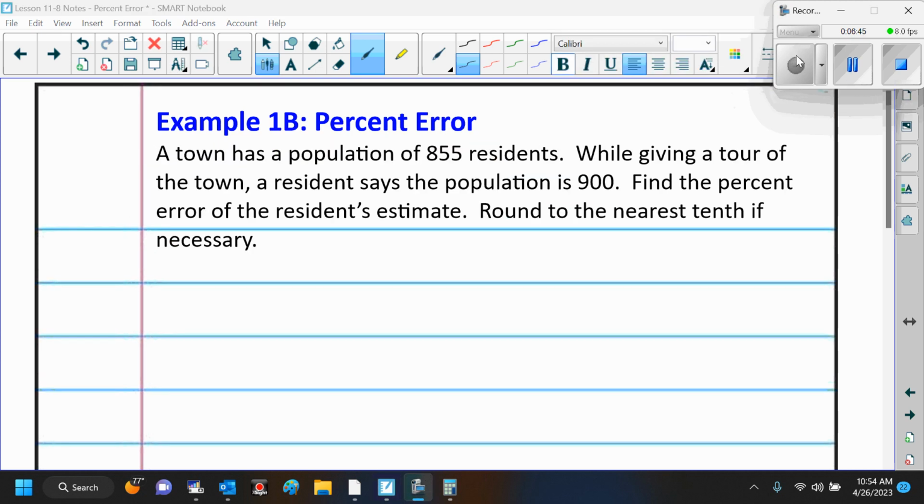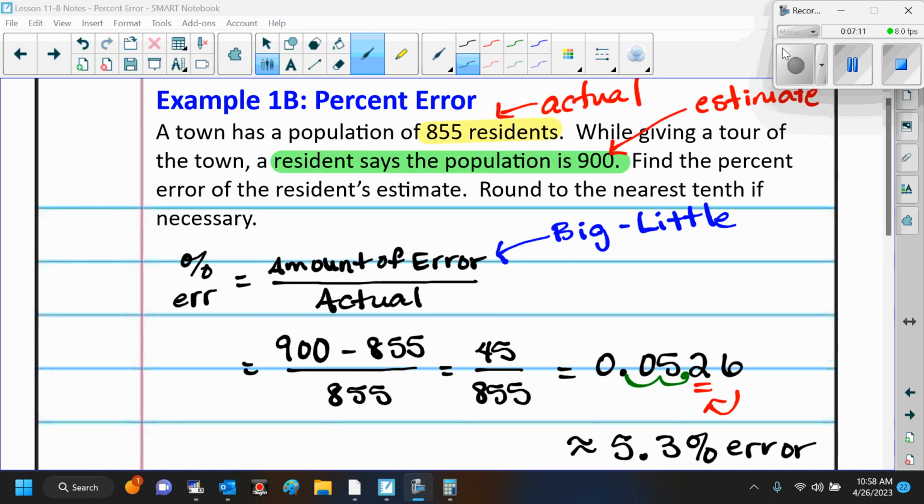So going back to example 1b, it says a town has a population of 855 residents. While giving a tour of the town, a resident says the population is 900. Find the percent error of the resident's estimate. Round to the nearest tenth if necessary. So you guys are going to take 2 minutes to do this with your table partners.